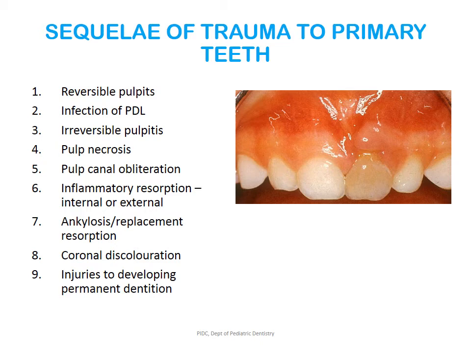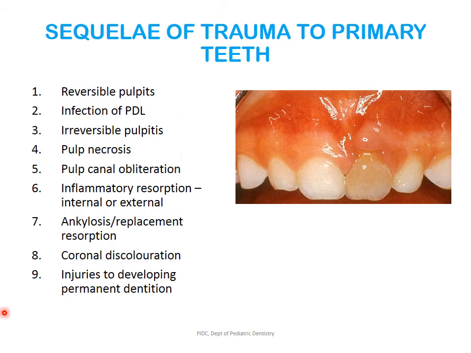So why do we need to extract the primary tooth if it is hindering or impinging on the permanent tooth bud? Because we need to keep in mind that there is a close relationship between the apex of the root of the primary tooth and that of the permanent tooth germ. So tooth malformations can occur, like any impacted tooth, eruption disturbances. So these are some of the sequelae of trauma to the primary teeth that we see.